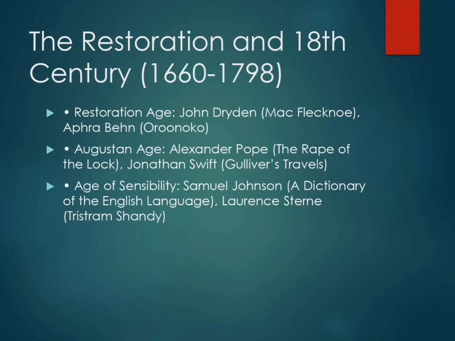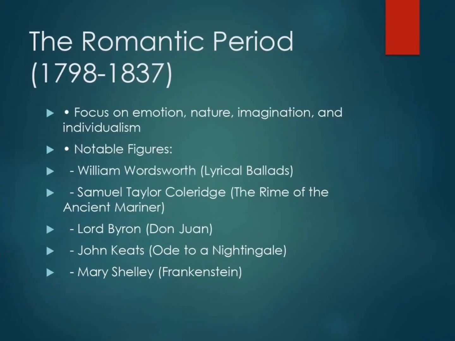After the Restoration age comes the Romantic period. The Romantic period started from 1798 and continued till 1837. Some of the major themes or characteristics of the Romantic period were that it focuses on human emotion, human nature, human imagination, and individualism. It focuses more on individualism. And some of the notable figures we'll be learning about in the Romantic period are William Wordsworth, Samuel Taylor Coleridge, Lord Byron, John Keats, William Blake, Mary Shelley, and many more.